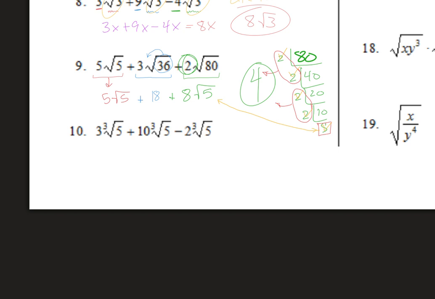We're adding that 13. So check it out. Just like the previous one, these 2 are like terms. So I know I have drawn a lot. I'm going to actually put my answer down here in this box. For number 9 is 13 square root of 5 plus 18. That is the final answer.